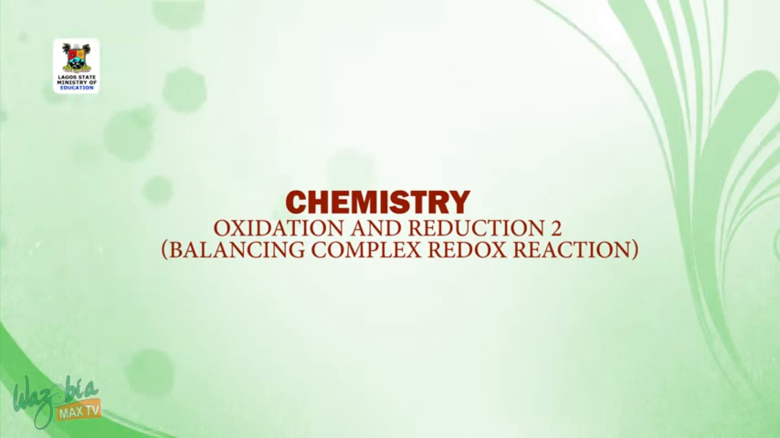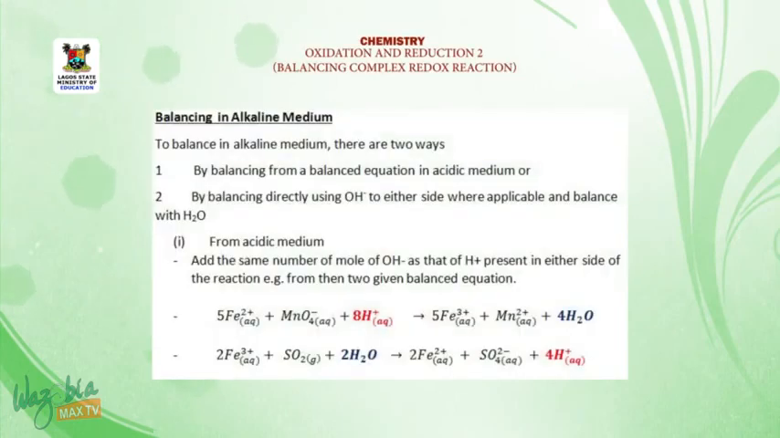Now here we want to see how we can balance in alkaline medium. To balance in alkaline medium, there are two ways. One, by balancing from a balanced equation in acidic medium, or by balancing directly using OH minus on either side where applicable and balancing with water. Now the first one we take from acidic medium.